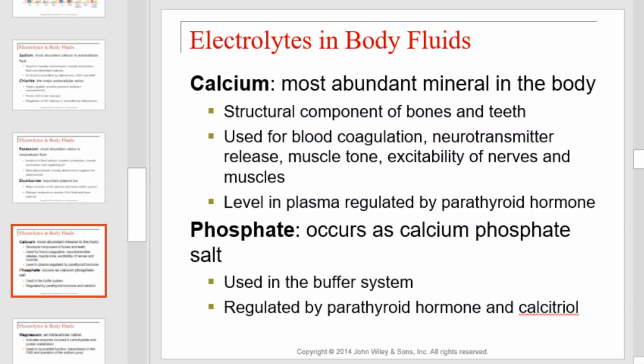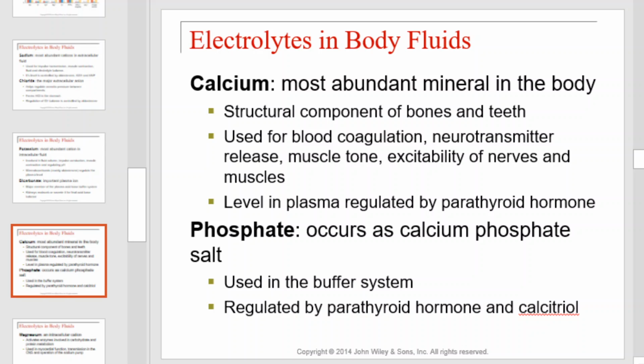Calcium is the most abundant mineral in the body. It's a structural component of bones and teeth. It's used for blood coagulation, as a neurotransmitter releasing agent, muscle tone, and excitability of nerves and muscles. The level in plasma is regulated by parathyroid hormone.